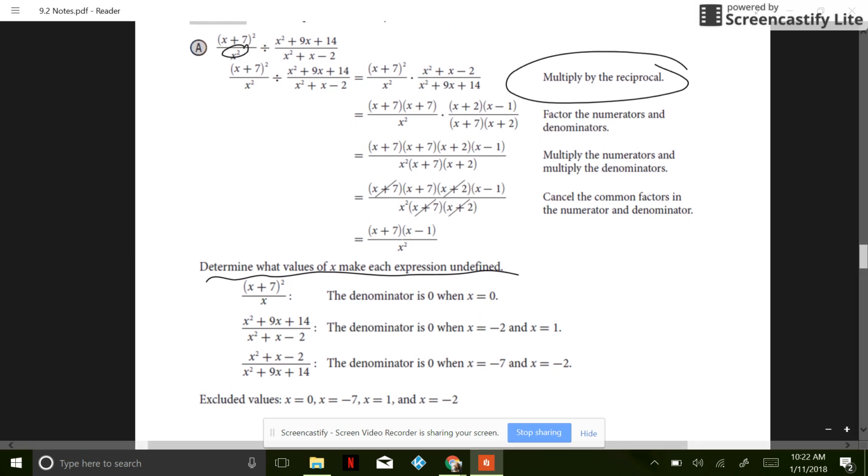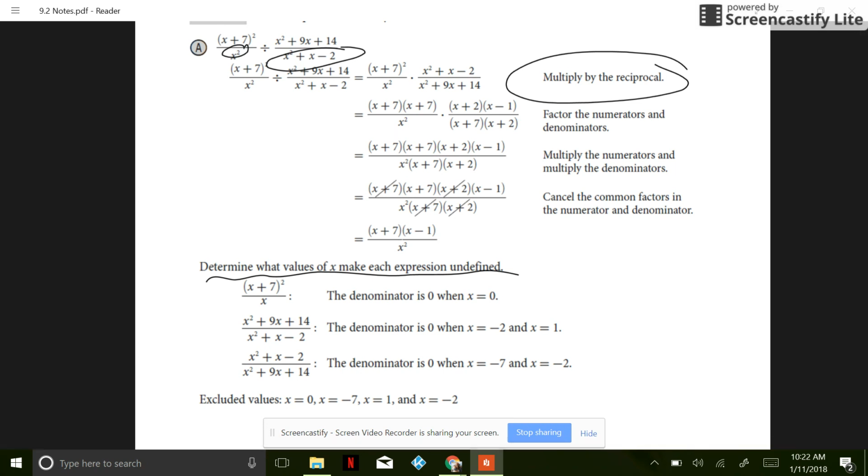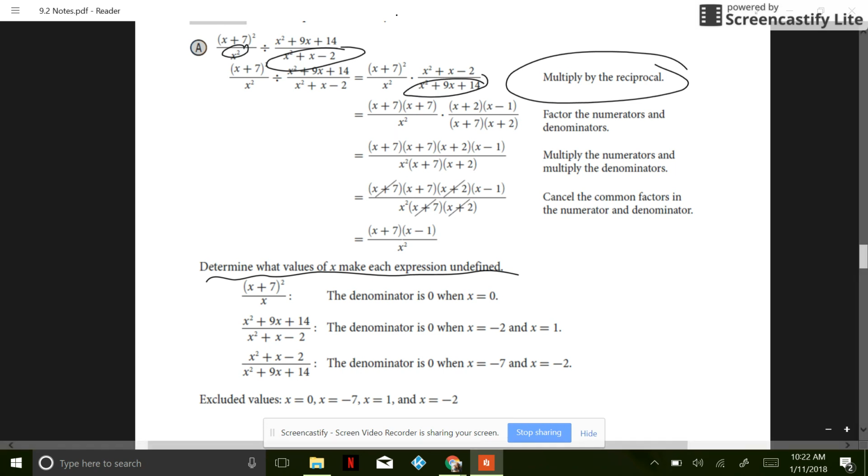So we'll look at this x squared piece here, and then we'll look at the x squared plus x minus 2, as well as once we have taken our reciprocal. So we're going to look at a couple extra pieces here.